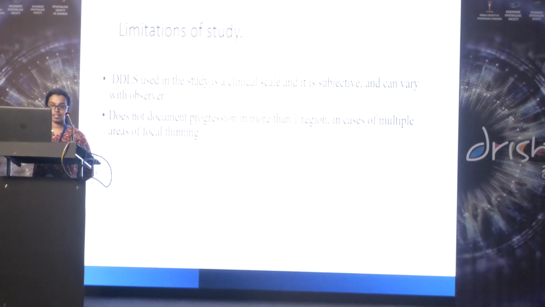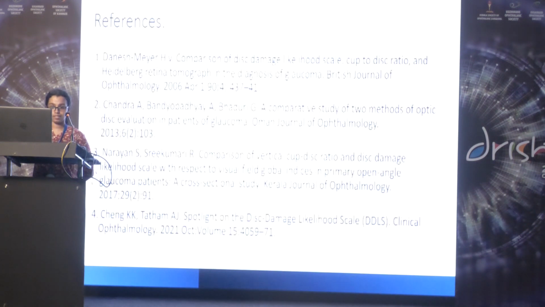Limitations of the study: DDLS used in the study is a clinical scale and it is subjective and can vary with observer, and it does not document progression in more than one region in cases of multiple areas of focal thinning. These are my references. Thank you.